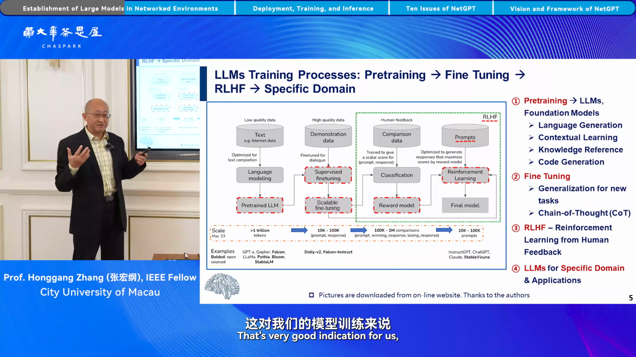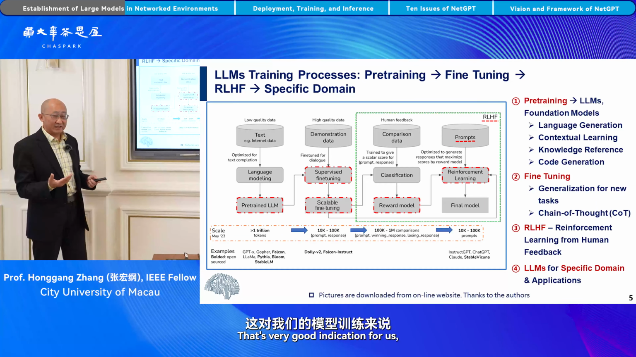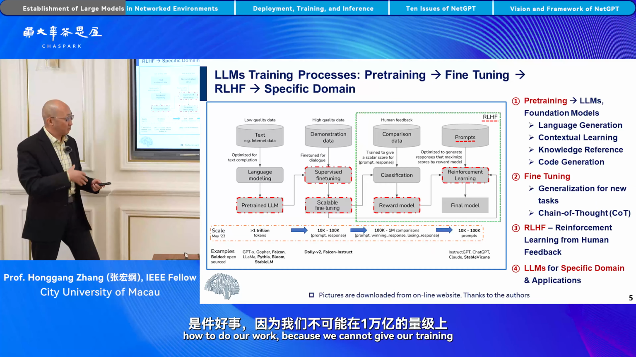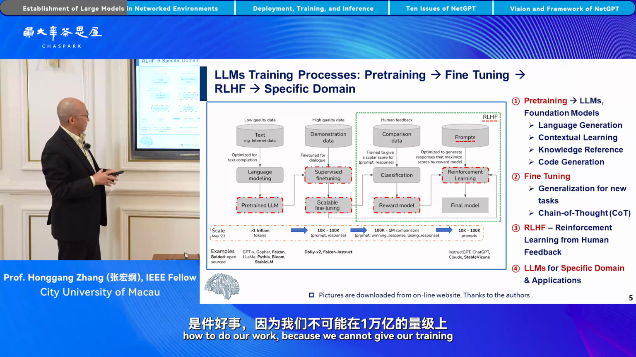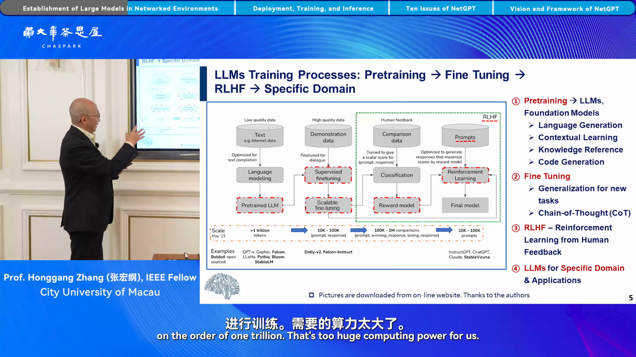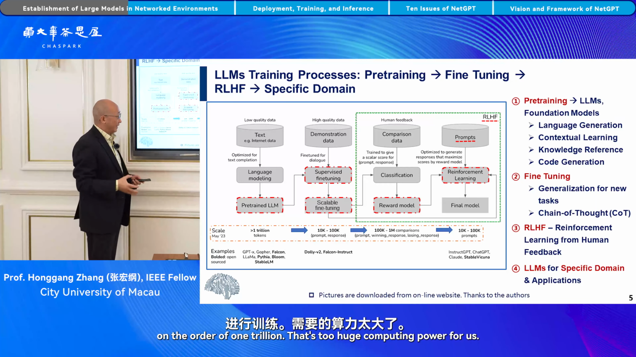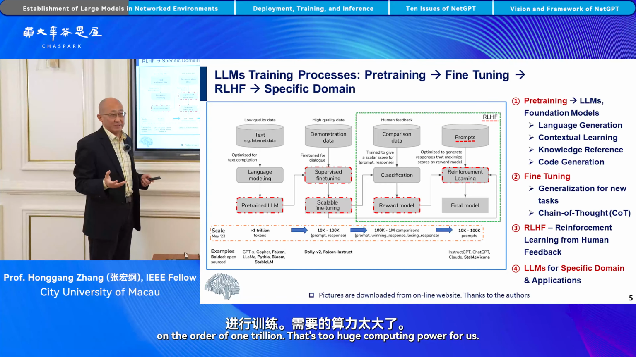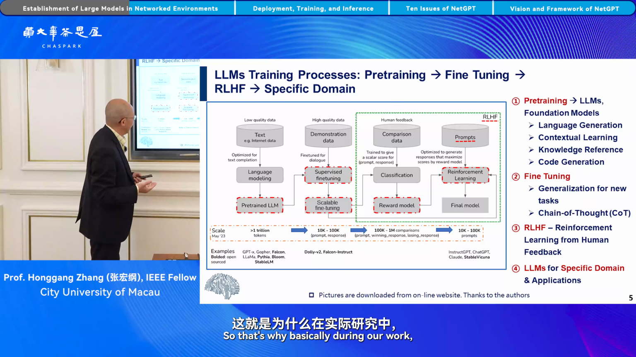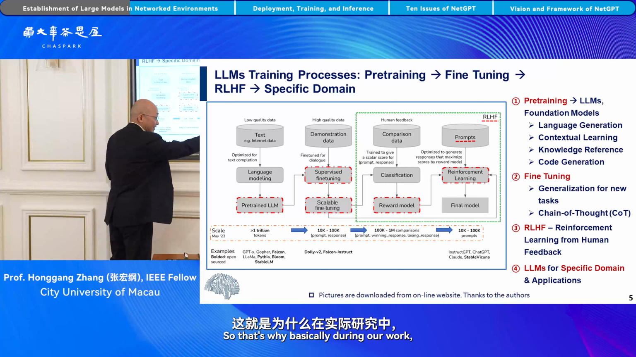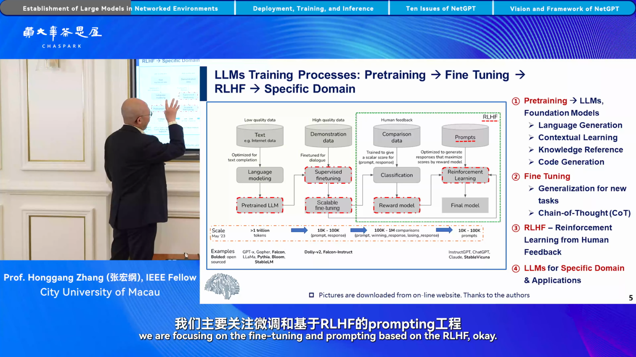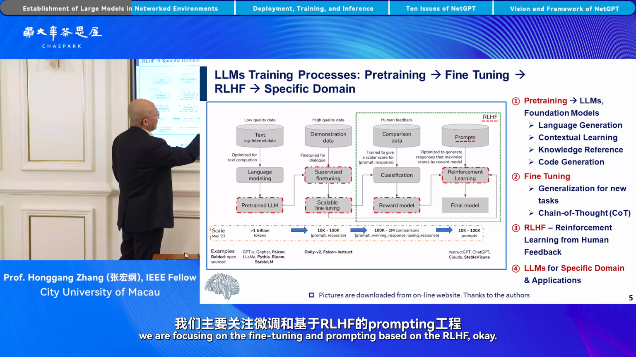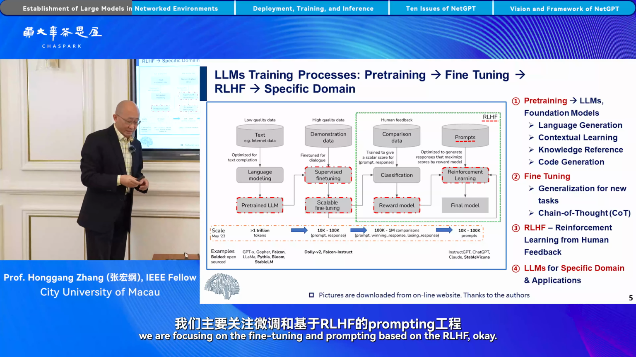So that's a very good indication for us of how to do our work, because we cannot do our training on the order of 1 trillion. That's too huge a computing power for us. So that's why during our work, we are focusing on fine-tuning and prompting based on RLHF.